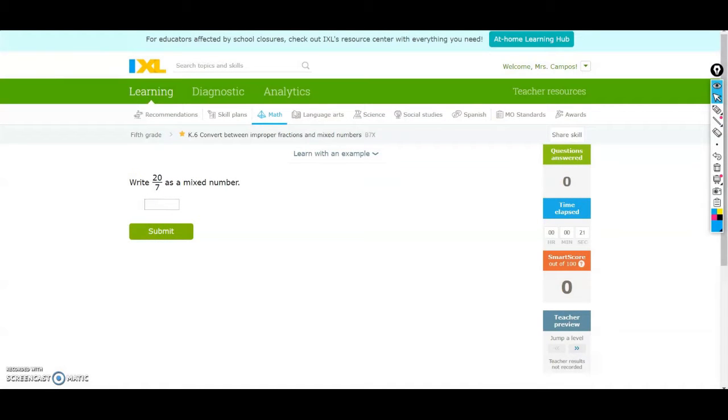So here, you can always start with your learn from an example since you're on the first question. But for time's sake, we're going to go ahead and jump right in. We have write 20 sevenths as a mixed number.